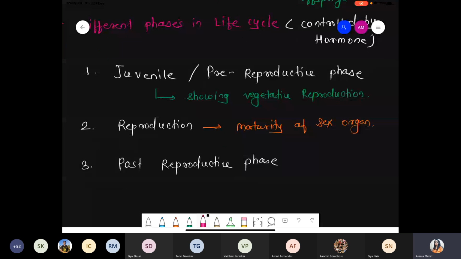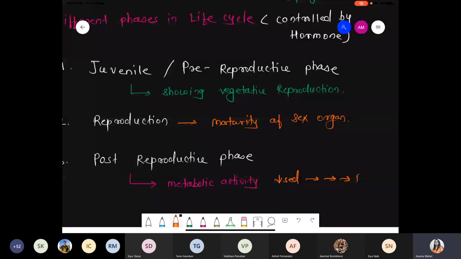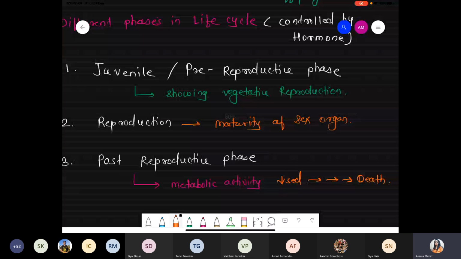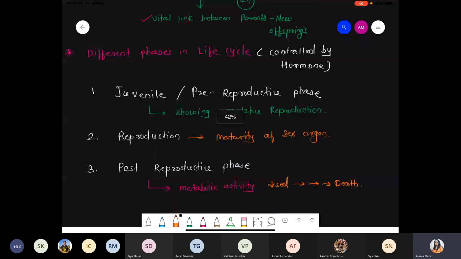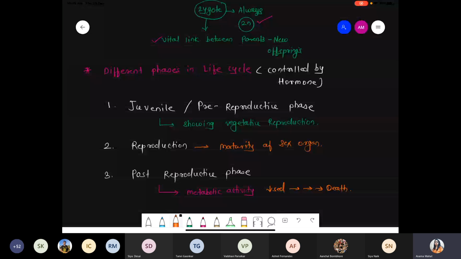So when we are talking about the post reproductive phase, ultimately whatever the metabolic activities are there, जितने कुछ भी हो रहा है, replication, transcription, translation, catabolism, anabolism, all those processes ultimately get decreased, and finally death will occur, that is programmed cell death, natural death actually, not accidental death. So during the different phases of the life cycle, first one is the juvenile stage, another one is the reproductive stage, and the last is the post reproductive phase.